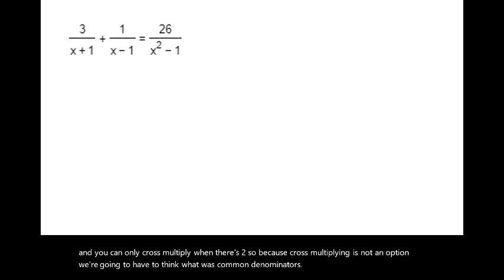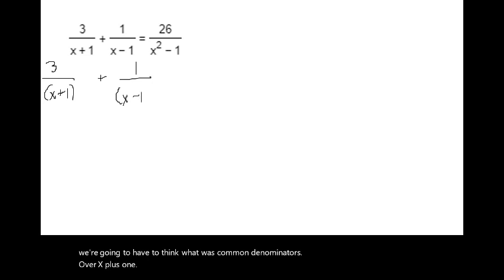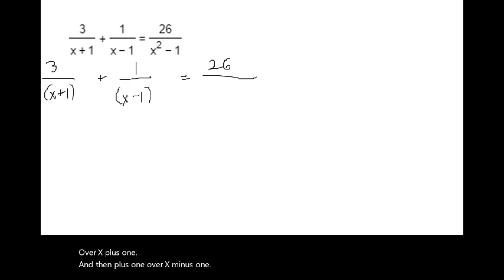To start off finding lowest common denominators, I'm going to factor the denominator on the right, that x squared minus 1. So I have 3 over x plus 1, and then plus 1 over x minus 1 equals 26 over x squared minus 1, which is a difference of squares. It's going to factor as x minus 1 times x plus 1.